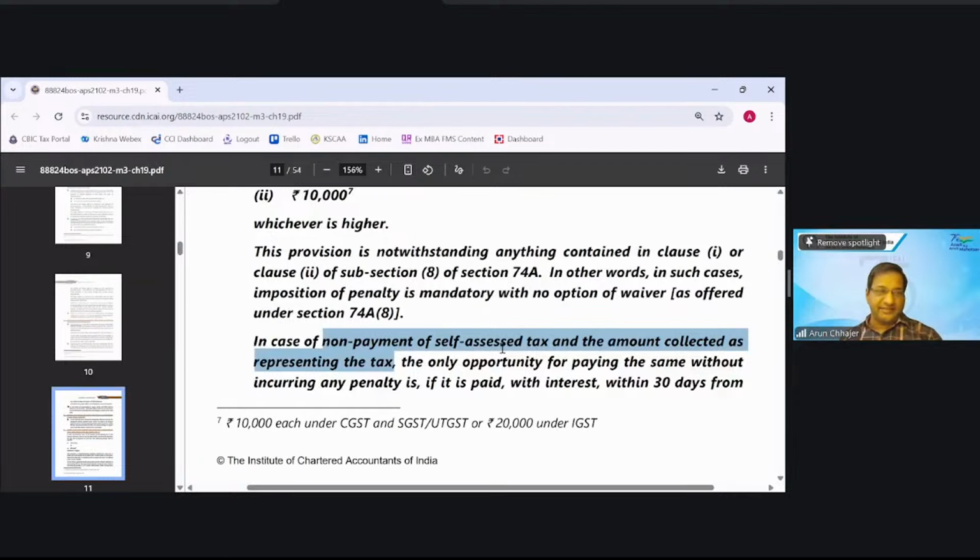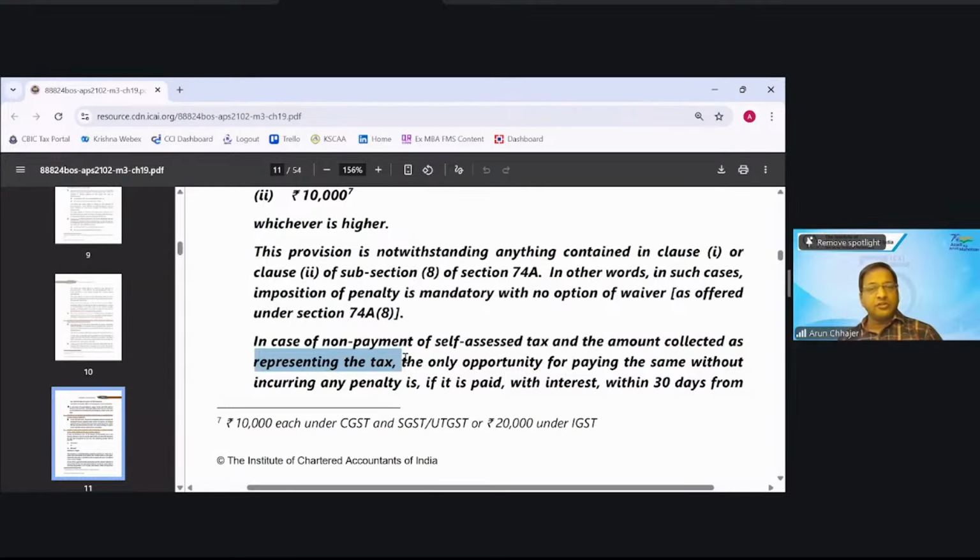Say I am a composition dealer. Assume that I am a composition dealer. Composition dealer will issue which document? What is the name of the document which composition dealer will issue? It is bill of supply. So when he will issue the bill of supply, can the tax be collected on the bill of supply? No, tax cannot be collected, but still he is charging the tax. So that will not be the self-assessed tax. That will be the amount which is collected representing the tax.